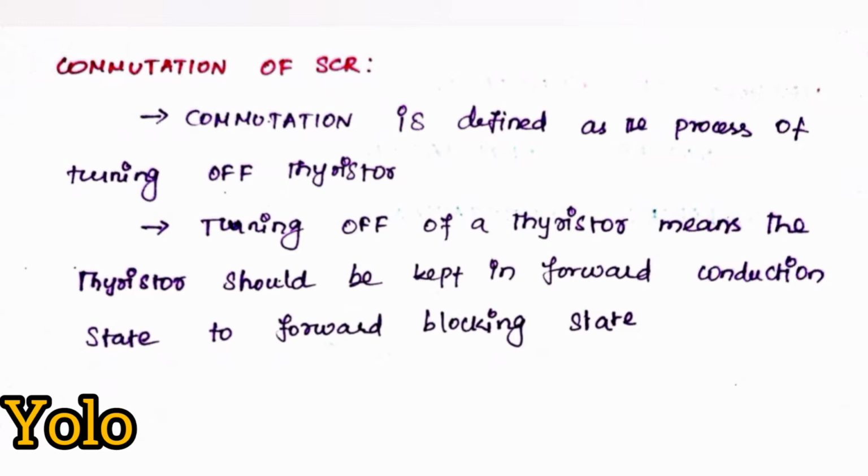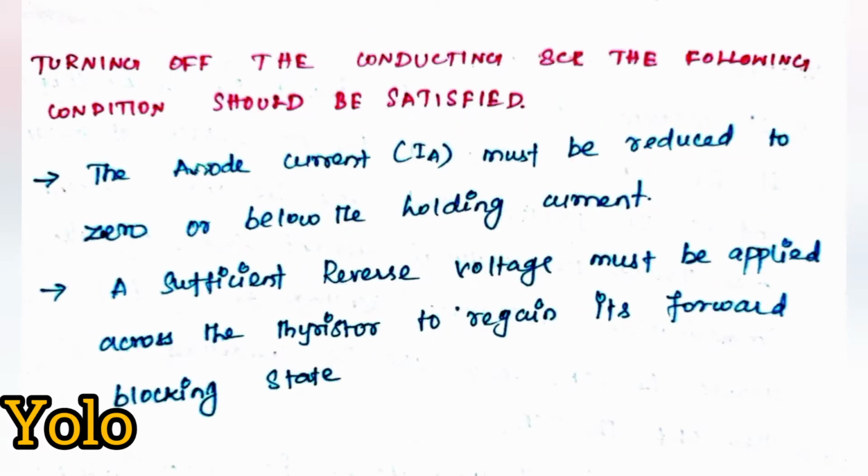To turn off the conducting SCR, the following conditions should be satisfied. First, the anode current IA must be reduced to 0 or below the holding current. Second, a sufficient reverse voltage must be applied across the thyristor to regain its forward blocking state.